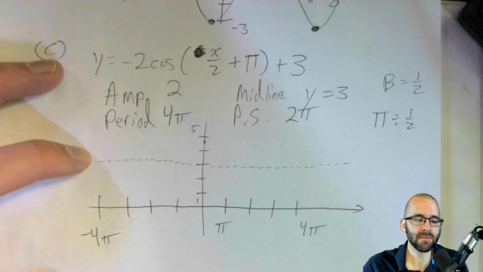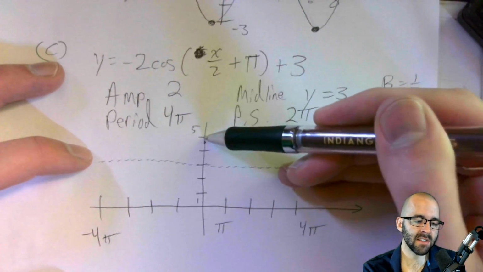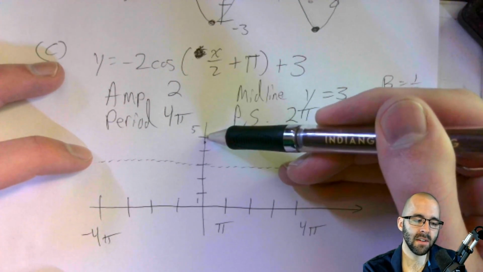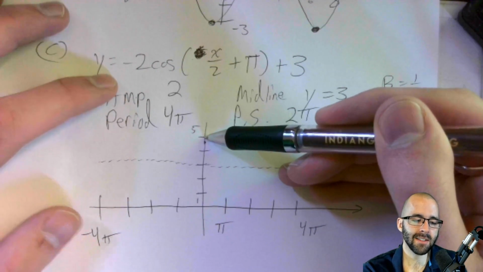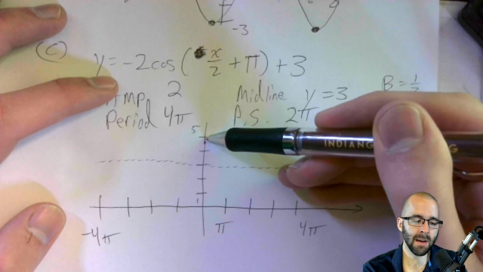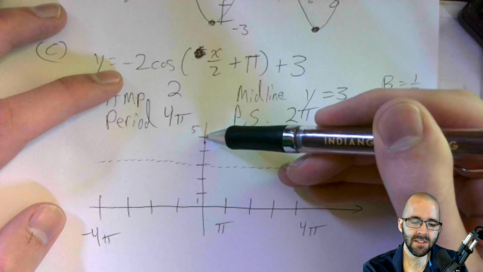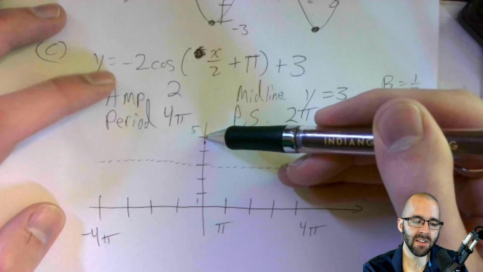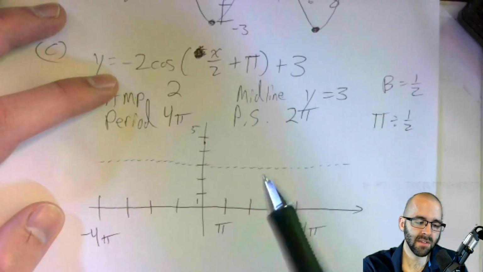All right? And now cosine normally starts at the maximum. Cosine starts at the top. But again, the top is going to be the midline plus the amplitude. We have a negative value for A. So this tells us that we're actually going to start at the bottom because of that negative. So we're actually going to start down here.